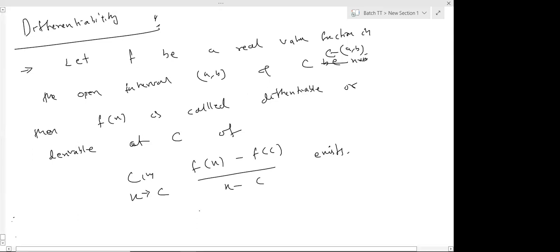So what is there after "and"? Like c minus a, b, what is it? C belongs to (a, b). Okay. Yes.